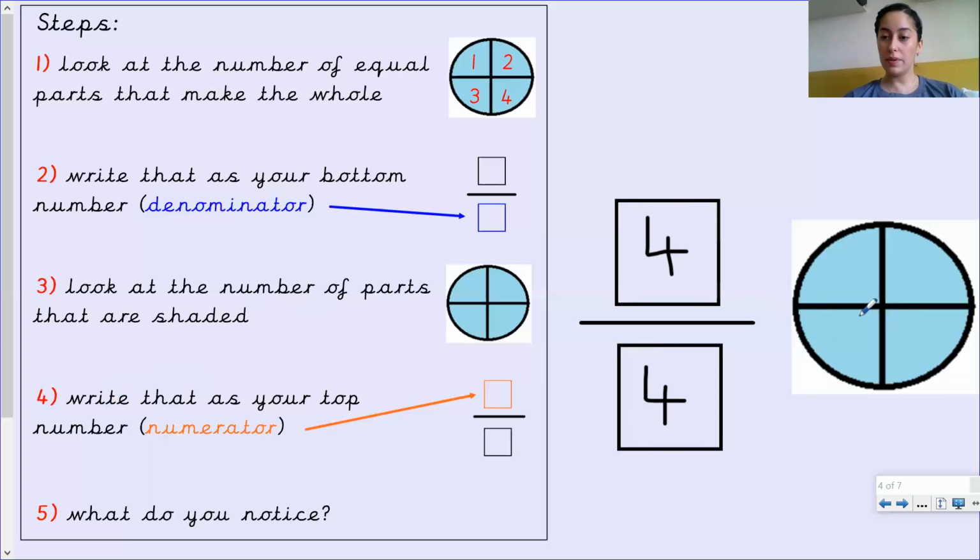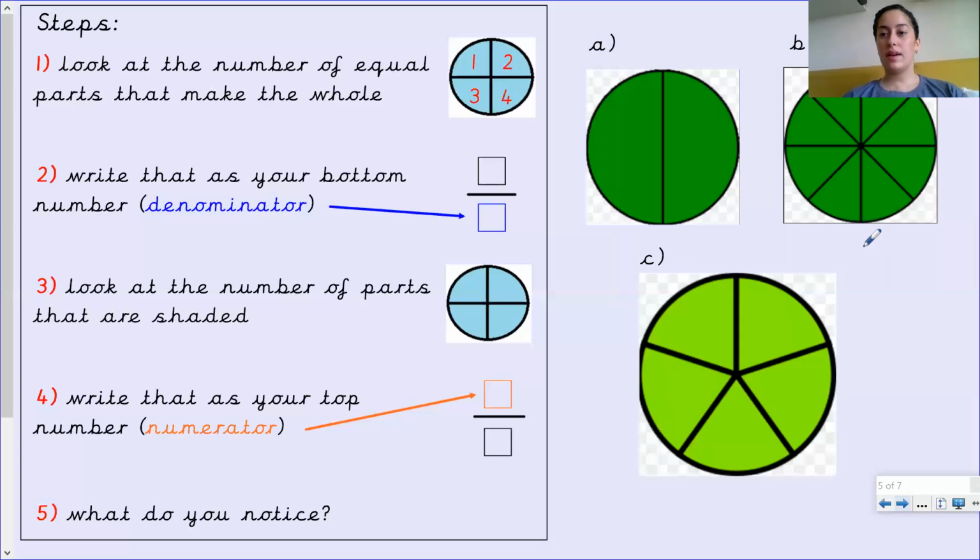What do you notice about 4/4? The whole shape is shaded. So what do we know about a fraction when the whole shape is shaded? The numerator and the denominator are the same. Can you now follow these steps to write whole fractions for these shapes? Pause the video and play the video when you're ready.